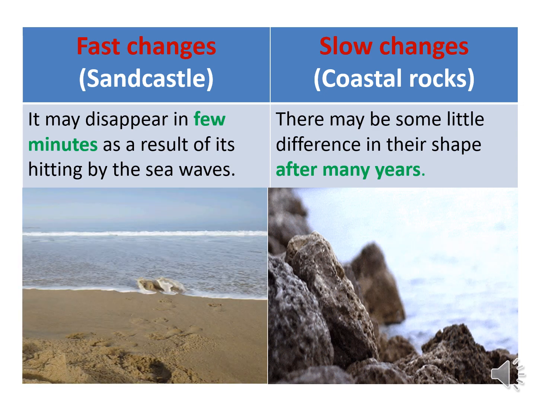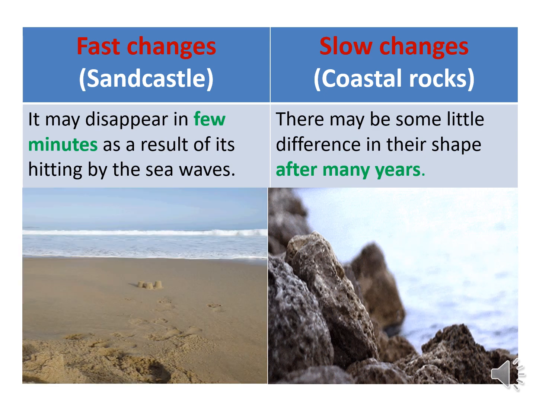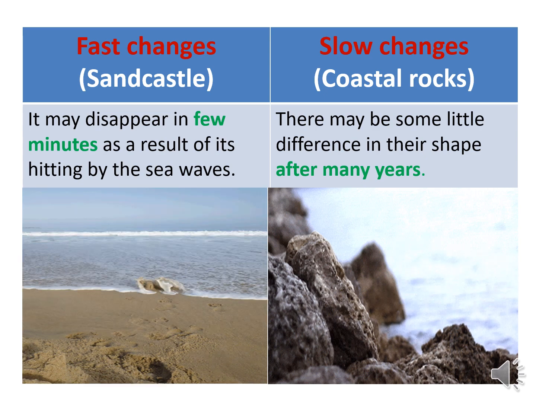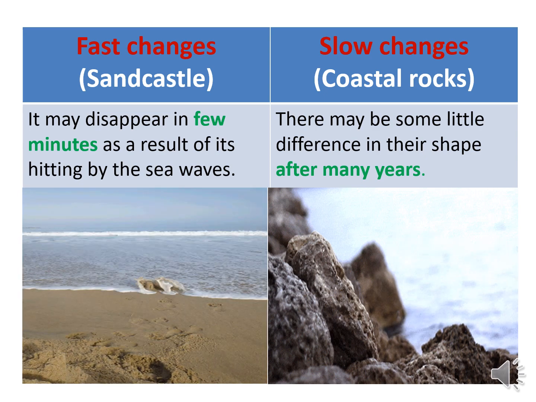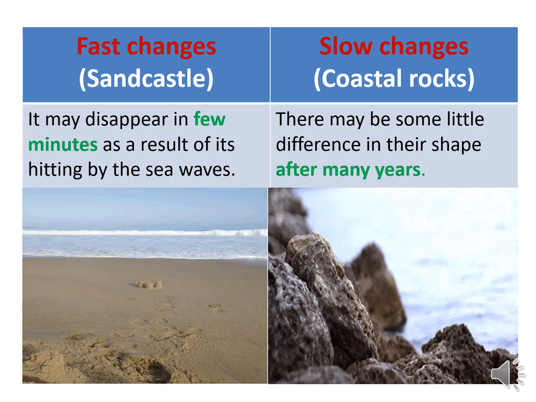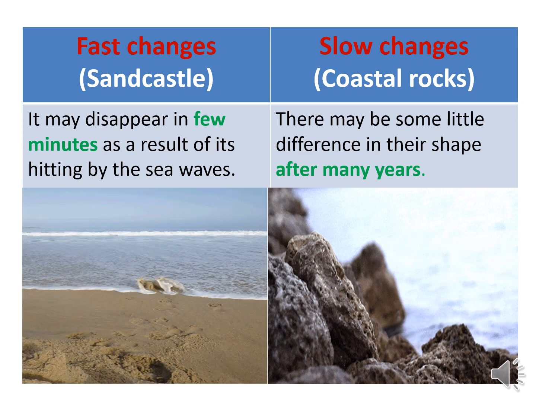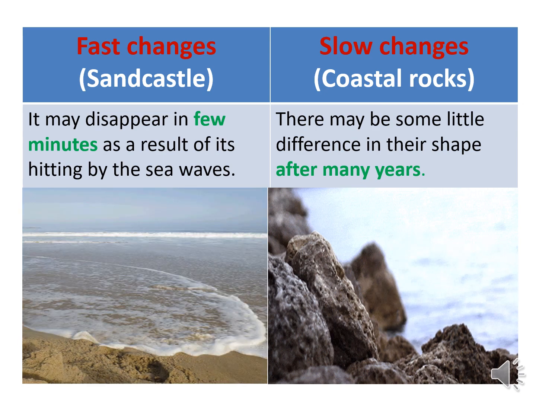But what will happen if the water waves came on coastal rocks? There may be some little difference in their shape, but after many years. So what do you think? Is this an example of fast changes or slow changes? Excellent. Coastal rocks are an example of slow changes.